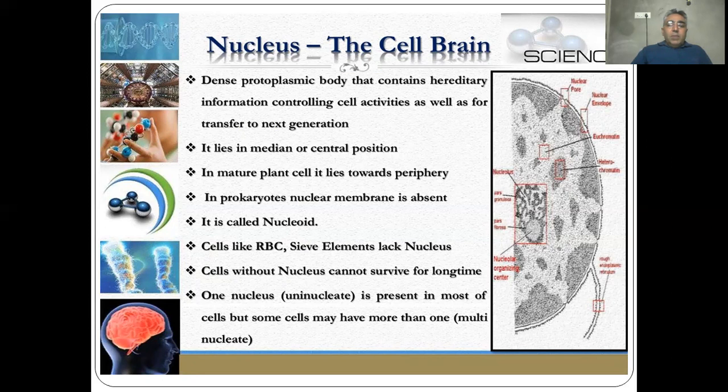In prokaryotes, the nuclear membrane is absent. It is called nucleoid. Cells like RBC and sieve elements lack the nucleus. Sieve tube cells of the phloem tissue and RBC of the blood don't have any nucleus. They are without nucleus, anucleate cells. Cells without nucleus cannot survive for a long time. One nucleus, uninucleate, is present in most of the cells, but some may have more than one, the multinucleated cells.